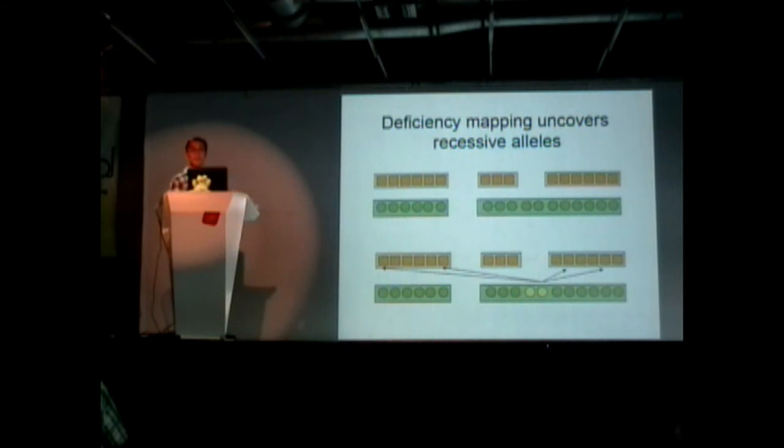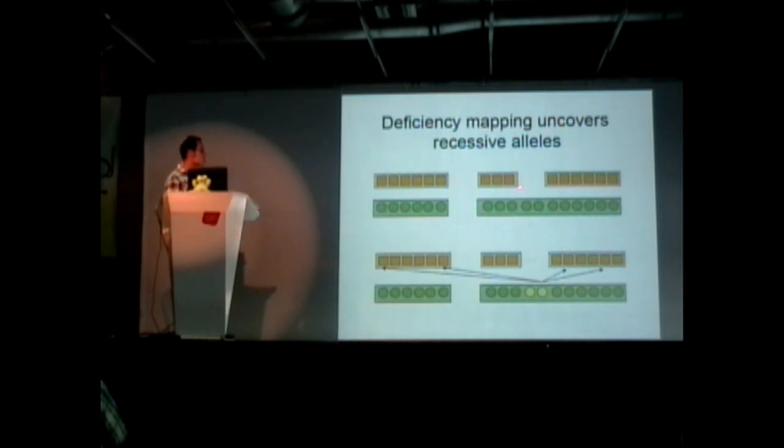To study what kind of interactions we could find, in this particular plot we use a technique that has been used for quite some time now. It's called deficiency mapping, so let me walk you through this. What you get in the hybrids is a copy of, in this case, the orange is melanogaster and the green is santomea. And deficiency mapping erases a piece of the chromosome. It just takes it off.